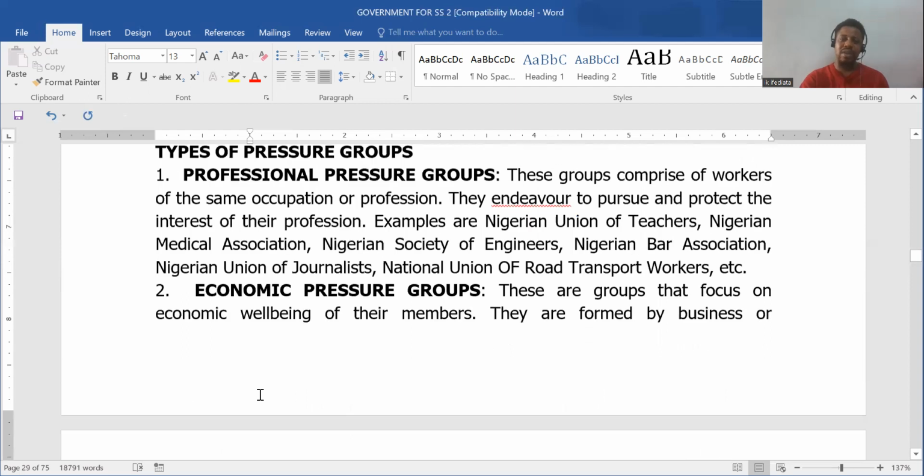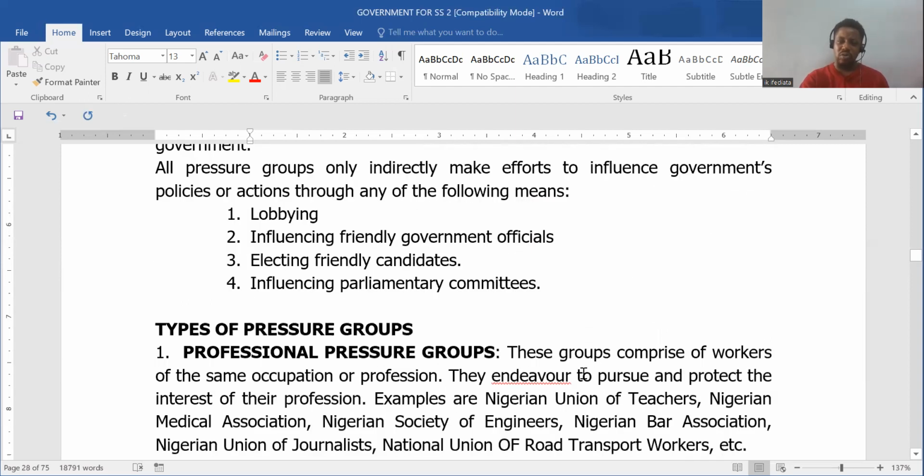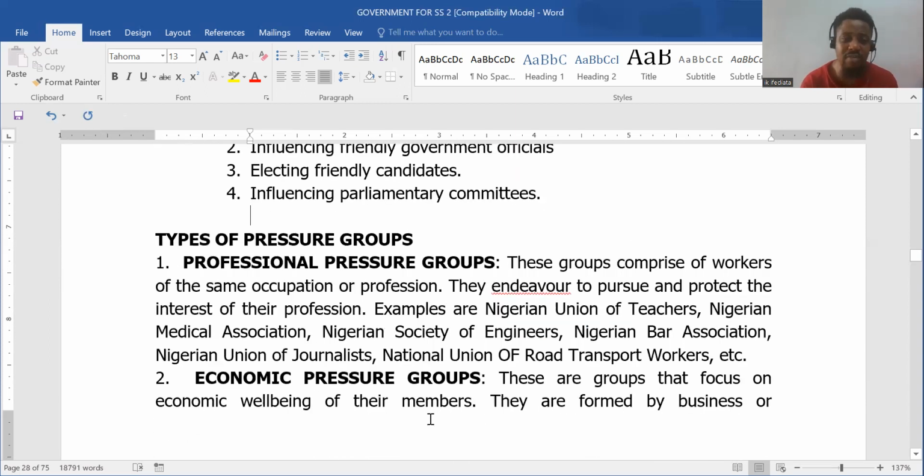Now let's explain them. Professional pressure groups, these are groups of people that share the same occupation or profession. Examples are NUT, NBA, Nigerian Medical Association, and the likes. ASUU belongs there, right?